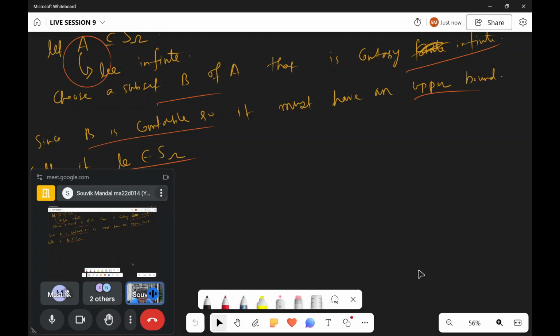Now, this tells us that B is a subset of the interval [a0, b] in S omega, where a0 is the smallest possible element in S omega, correct?